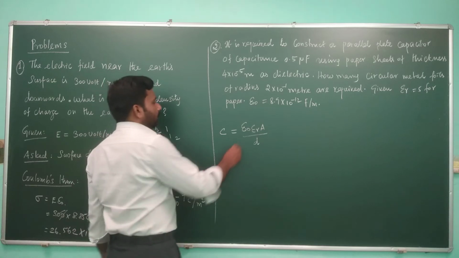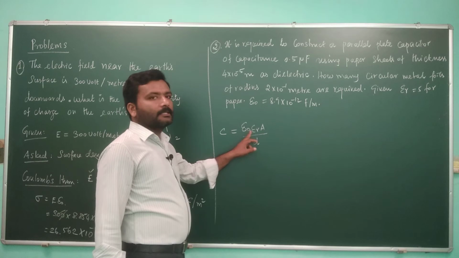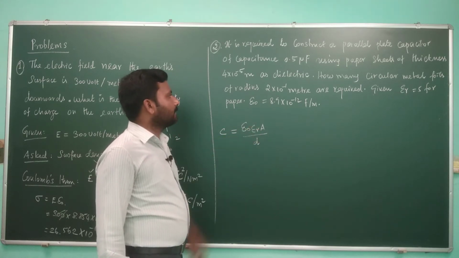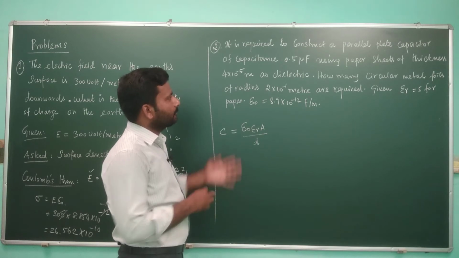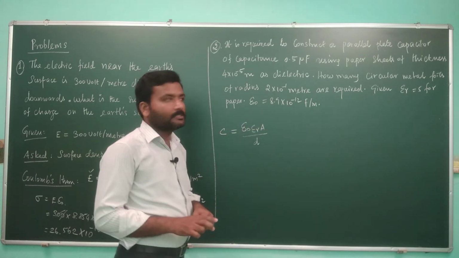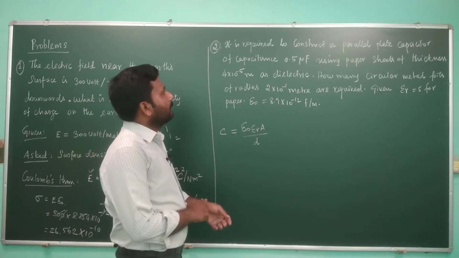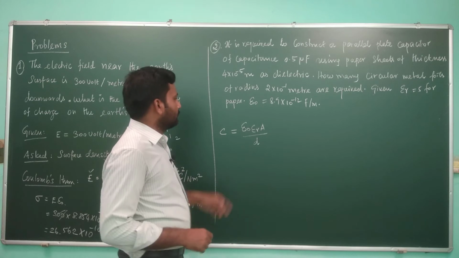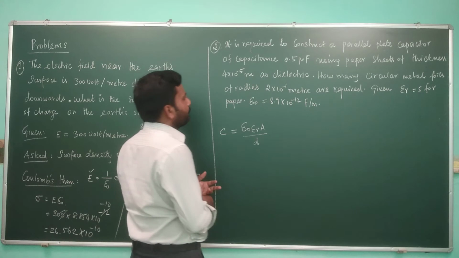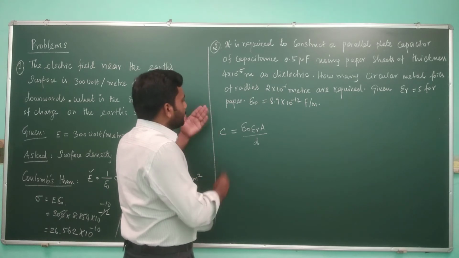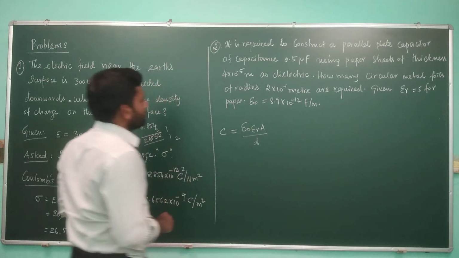Here epsilon naught is the permittivity of the vacuum, epsilon r is the relative permittivity, and A is the area of the plate. But this area of the plate should be calculated from the circular metal foils given for this purpose. Ready-made parallel plate metals are not given, so we have to construct it from circular metal foils. Assume like that, it is the problem given. And thickness D is 4 into 10 power minus 5 meter.